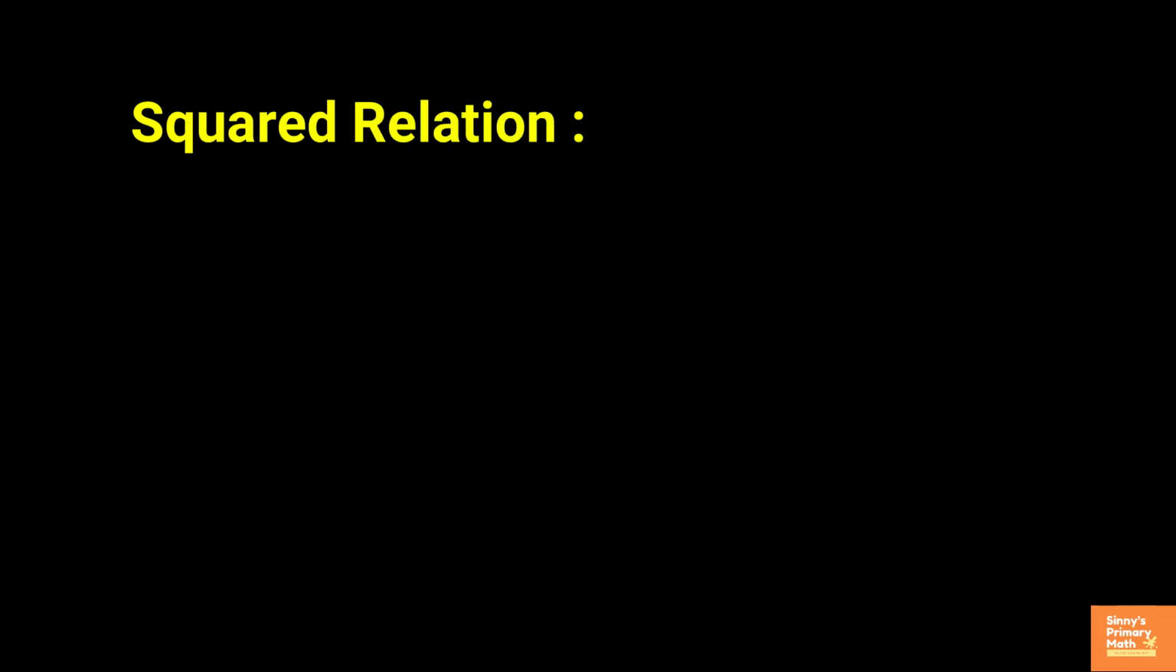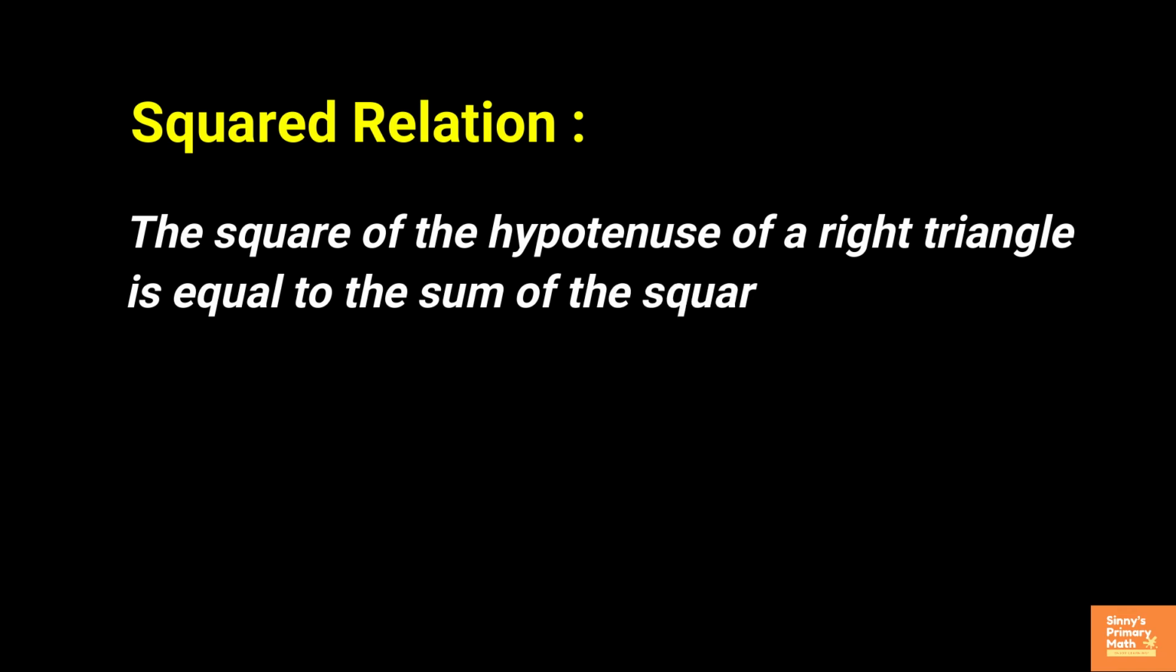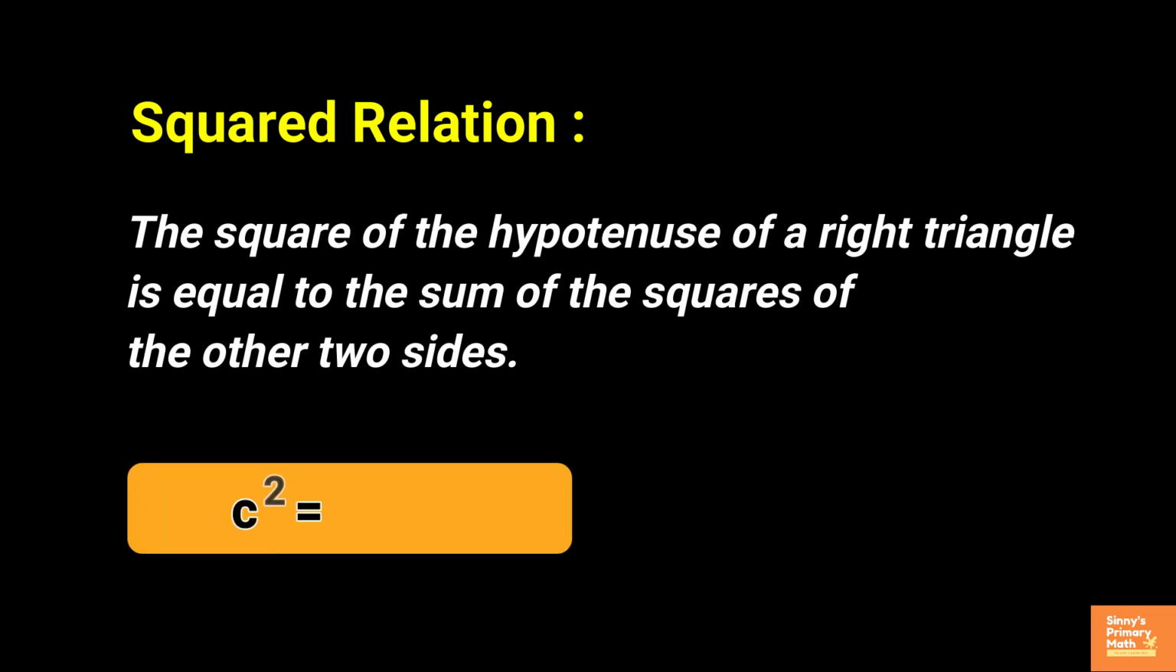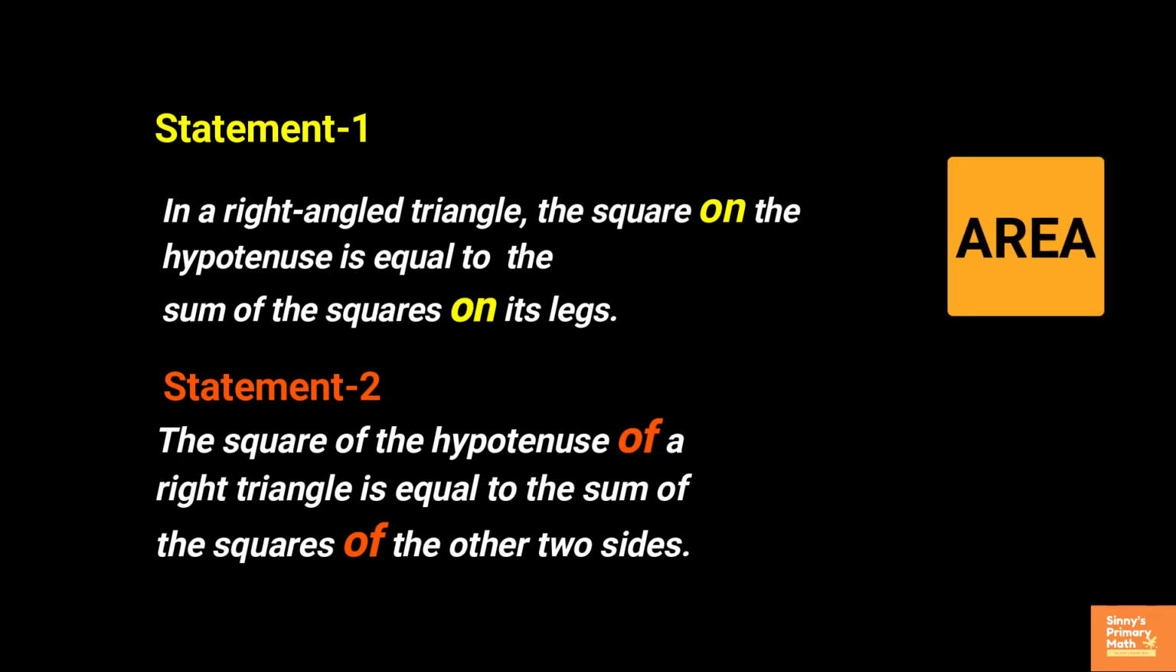Squared relation. We can state Pythagoras theorem as a relation between the lengths of the sides of a right triangle. The square of the hypotenuse of a right triangle is equal to the sum of the squares of the other two sides. This leads to the Pythagoras theorem algebraic equation C squared equals A squared plus B squared. Let us examine these two statements of the Pythagoras theorem. The first statement is about areas. The second statement is a relation about lengths.